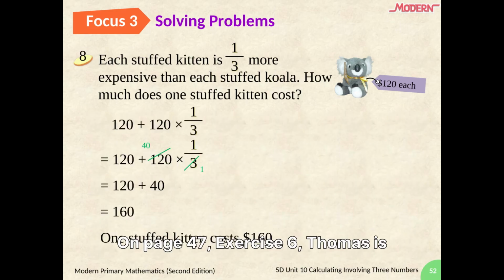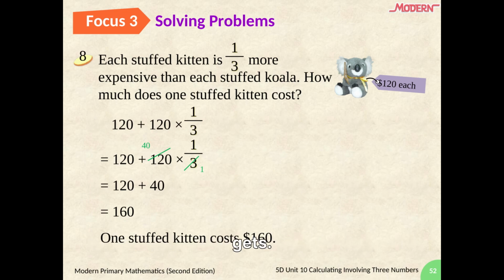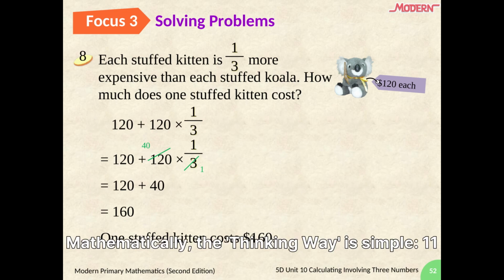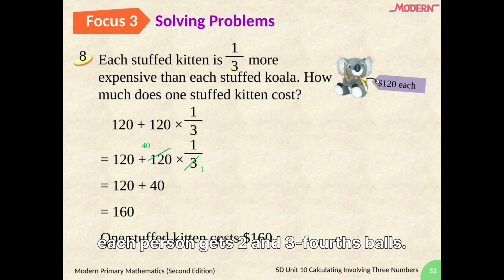On page 47, exercise 6, Thomas is sharing 11 table tennis balls among 4 people. We're asked for the quantity each person gets. Mathematically, the thinking way is simple. 11 divided by 4. As a fraction, this is 11 over 4, which equals 2 3/4. If we just look at the numbers, each person gets 2 3/4 balls.